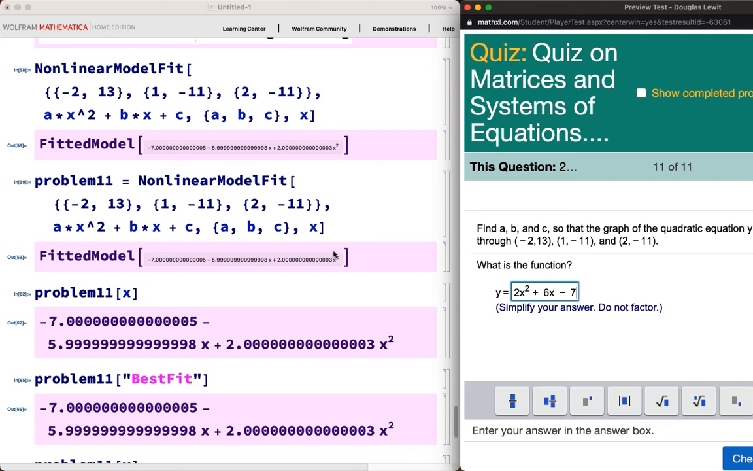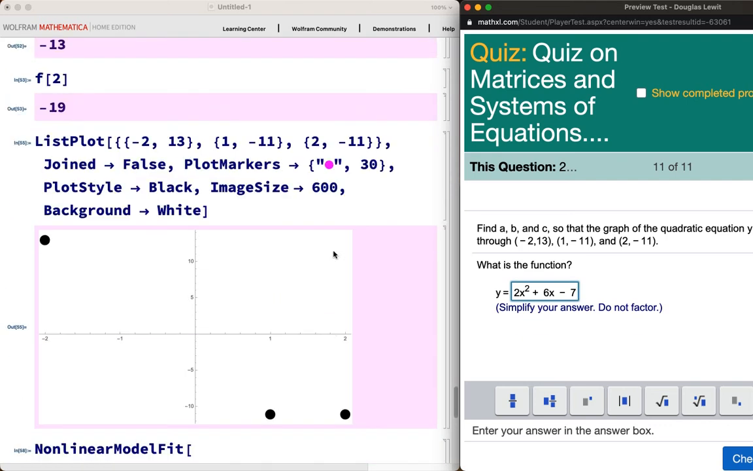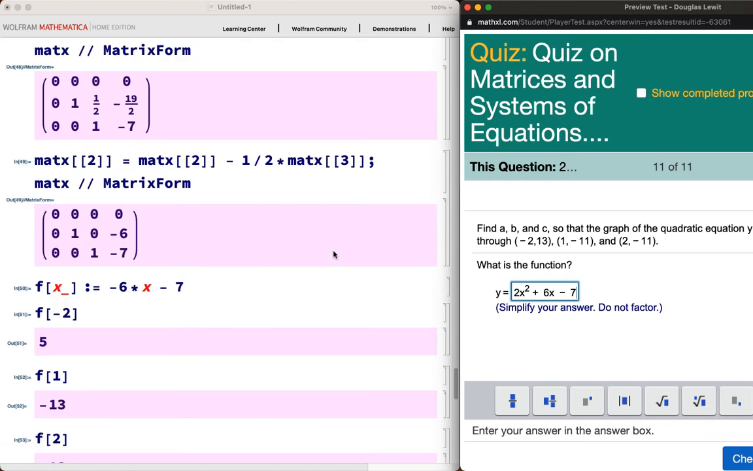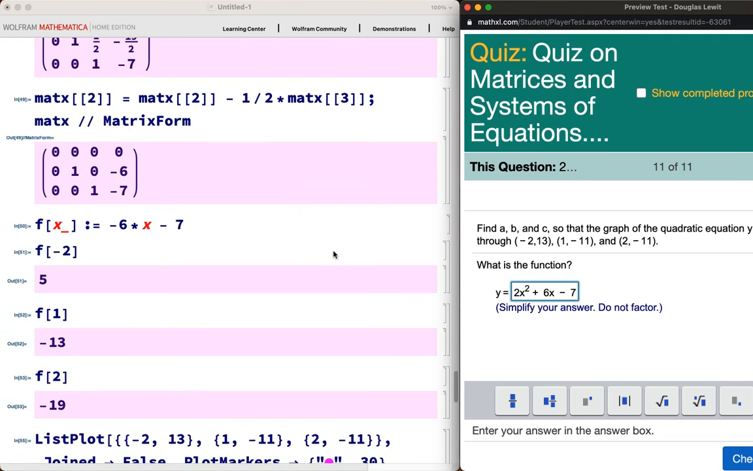You should get the same answer using your matrix. But that's assuming that you set up your matrix correctly. And if you didn't set up your matrix correctly, you're obviously not going to get the right answer. Like here, for example, I have the wrong function. So f of negative 2 should give me 13. It's not, it's giving me 5, and f of 1 should give me negative 11, but it's giving me negative 13. F of 2 is giving me negative 19, so obviously this answer is just way off, okay?